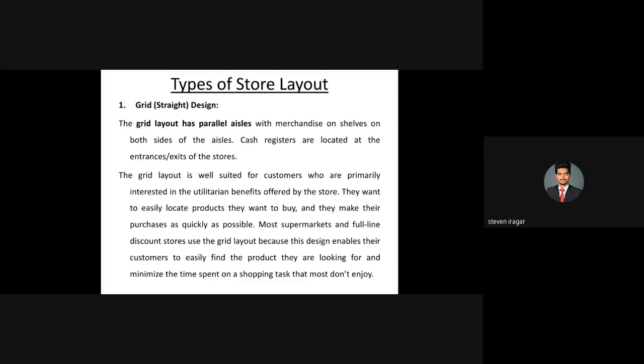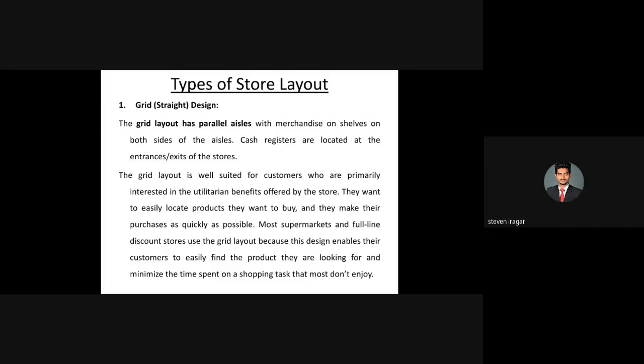Okay, those people are going to buy some fast moving consumer goods. So this is called utility benefits those people look for. And especially these types of grids will be helping retailers to locate the products easily. Okay, and that can be easily observed by the customers, whatever those people want to buy, making their purchase very quick. Saving the time of the customer is very advantageous for any retailer.